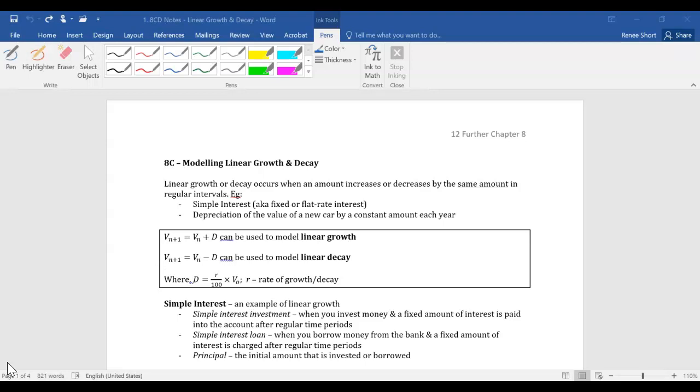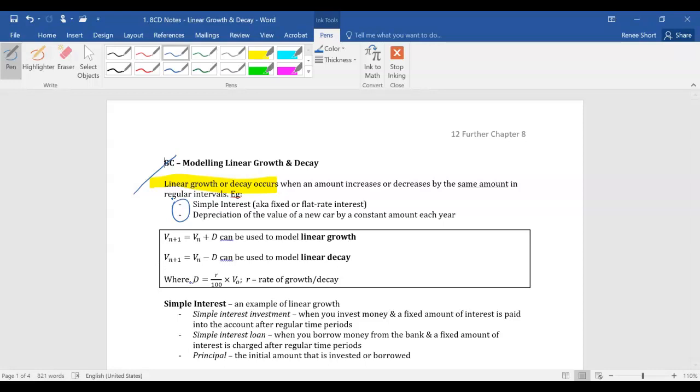Now, linear growth or decay, if we recognise this, first of all, linear means that we've got a straight line happening. It is talking about when an amount increases or decreases by the same amount in regular intervals. And so there's two key examples that we'll use to look at this, and that is simple interest, which is also called fixed or flat rate interest, and depreciation of the value of a new car.